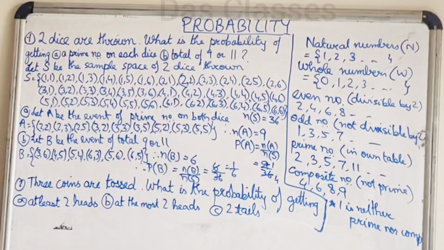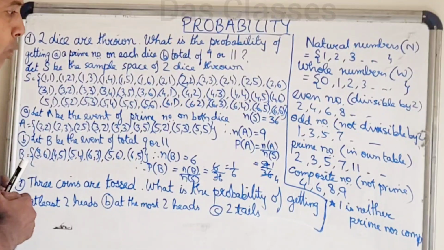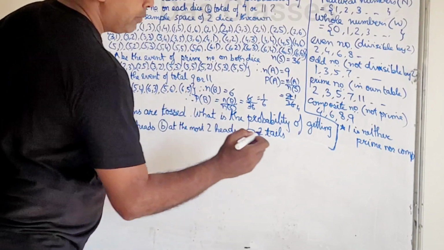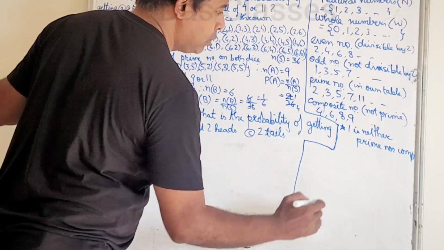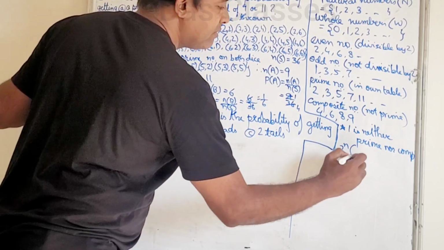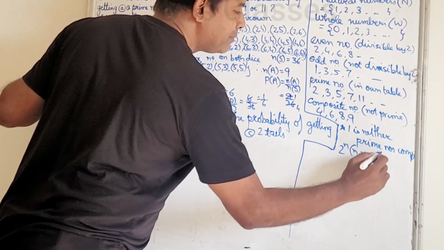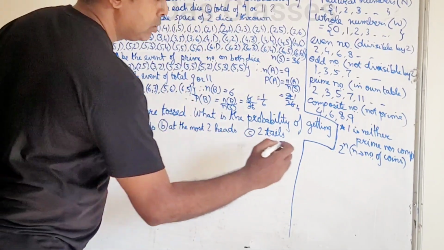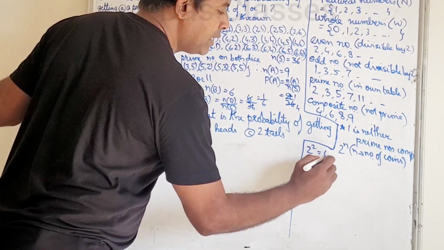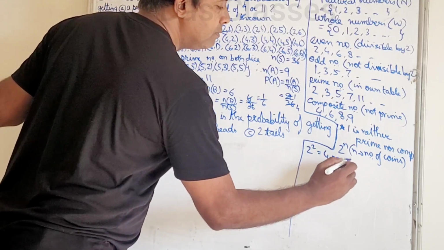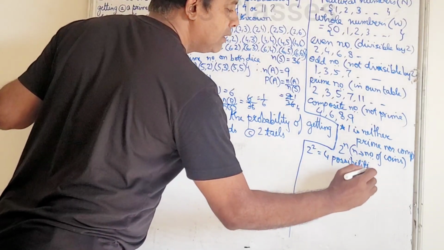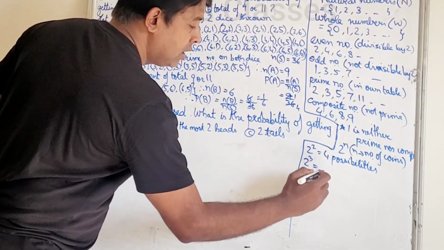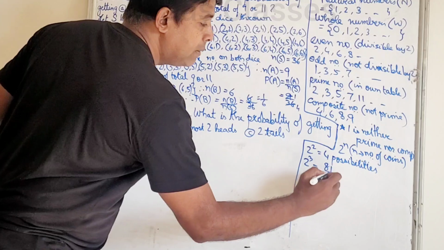Now 3 coins tossed. Okay, now this is again a very important question. In case of coins tossed, there's a formula that you need to know, that is 2 raised to n, where n stands for number of coins. So if you toss 2 coins, that is going to be 2 raised to 2, that is 4 possibilities. Now in this case there are 3 coins tossed, so that means 2 raised to 3, that is going to be 8 possibilities.